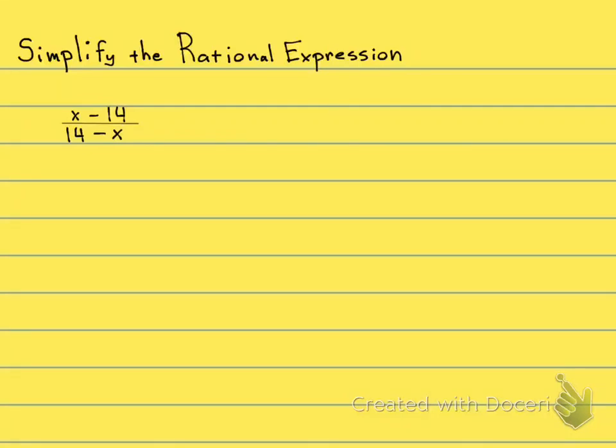So we need to simplify this rational expression. And man, it looks similar, but I don't know if it's exactly the same. I do know that this denominator down here is not in the correct order. So let's rewrite it. Okay, the numerator is fine, x minus 14. But the denominator, I need to put the x term first.